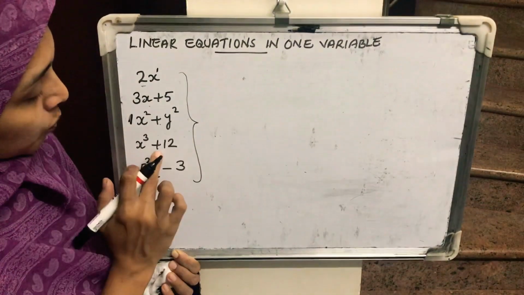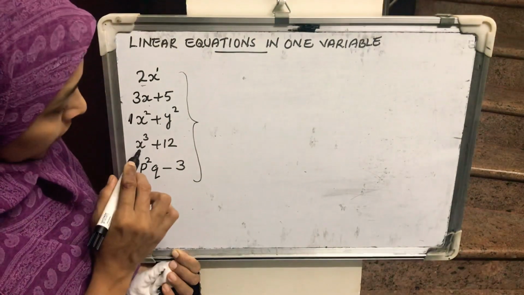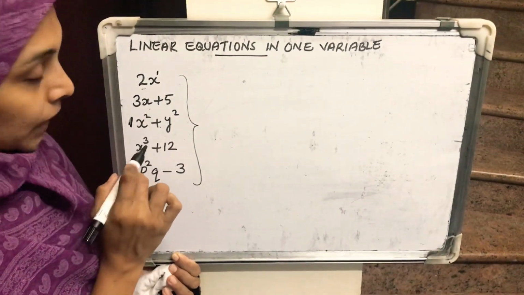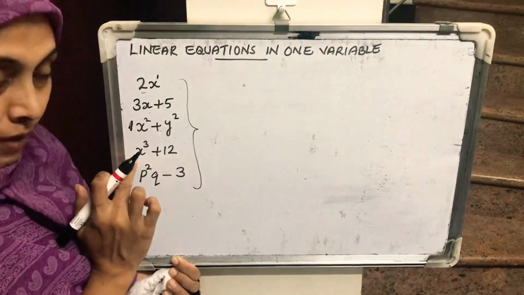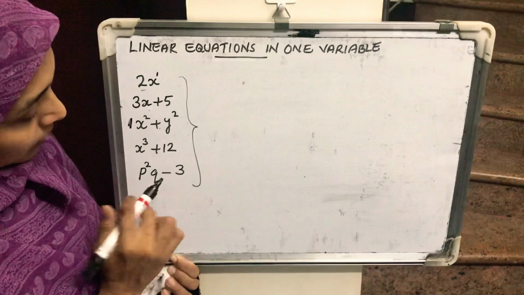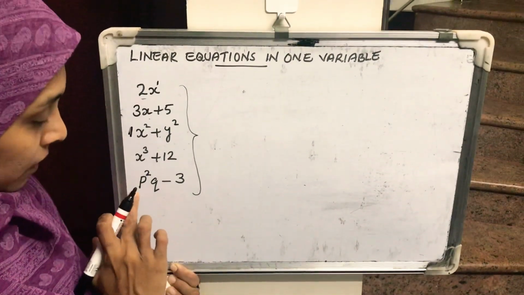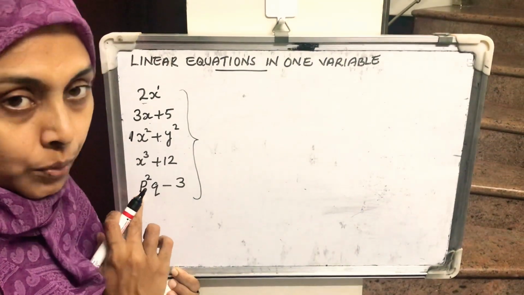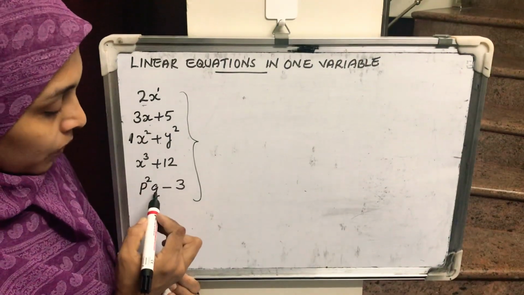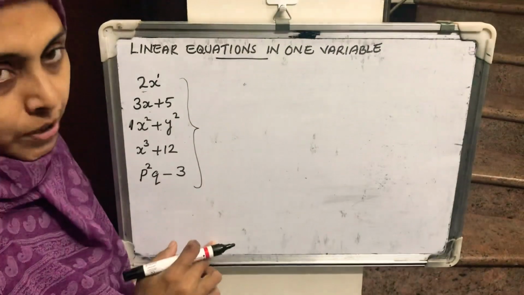Just like x cube plus 12, in this expression also 2 terms are there. The coefficient of x cube is 1, the power of x is 3, and the constant term is 12. The last expression is p square q minus 3. What will be the coefficient of p square q? It will be 1, the power of p is 2, and the power of q is 1. So these are algebraic expressions.